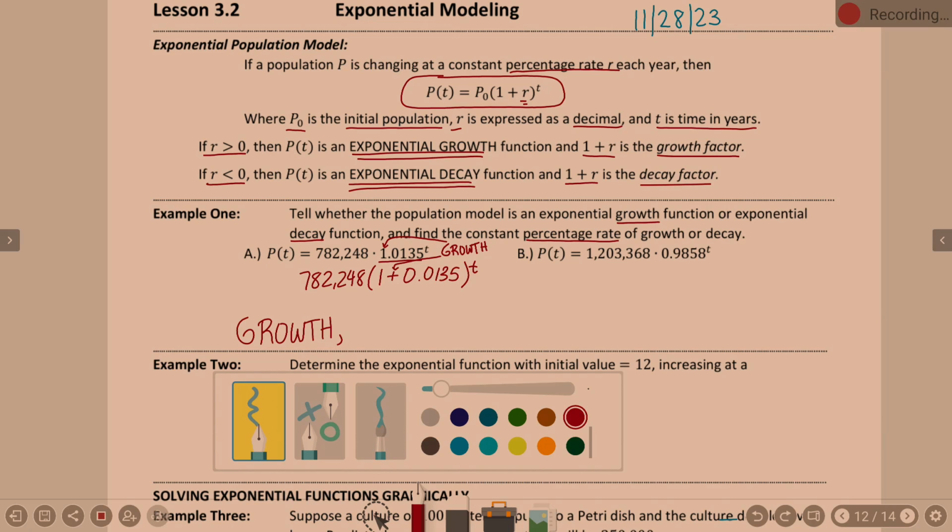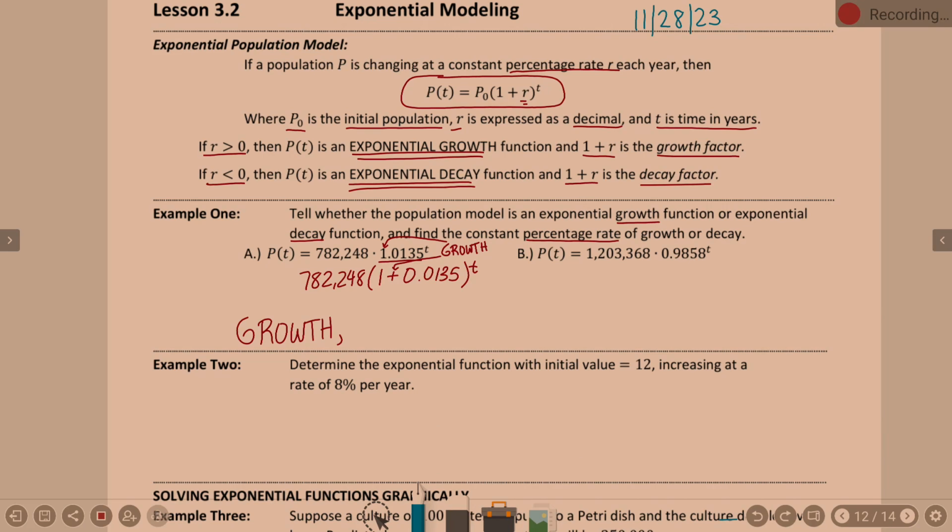I need to know R. That's the decimal form. So, this does represent R right there. That's the decimal form. What about if I want it as the percentage rate form? Move the decimal over 2 points, and it is 1.35%.